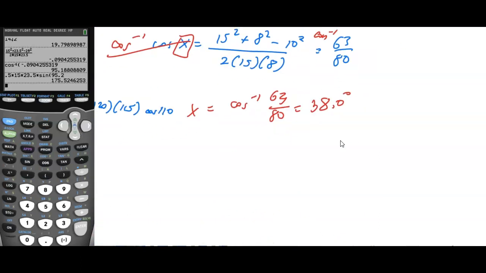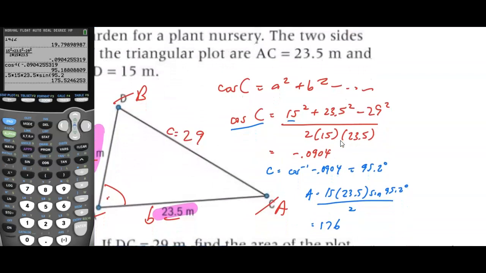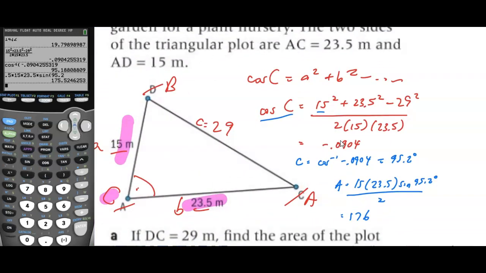Cosine C right here. It's this one here. We're going to use that one. So a squared plus b squared minus c squared on top. That would be 15 squared, which is a squared, 23.5 squared, which is b squared, and c squared would be 29 squared. On the bottom, I'm going to have 2 times a times b. If I put that in the calculator using the math button, it looks like this, and I end up with negative 0.0904.